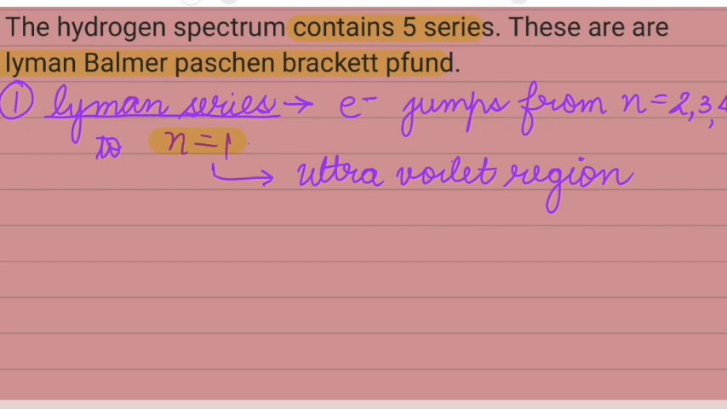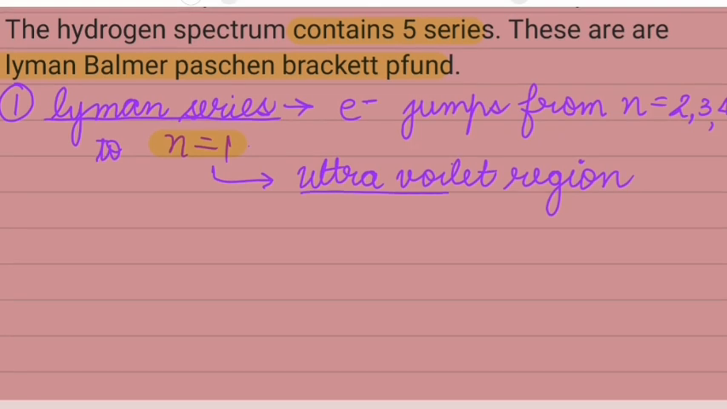So if the question is asked that out of the 5 series, in which of the following series does the Lyman series lie, you will answer that Lyman series will lie in the ultraviolet region. Now when we talk about the next one, we have the Balmer series. When we talk about the Balmer series, what do we have?